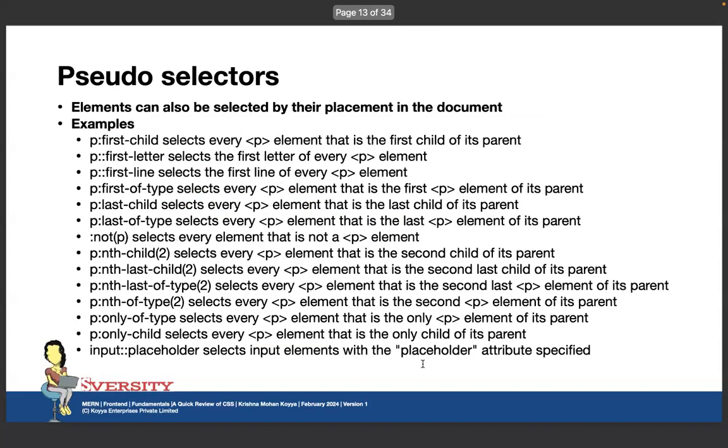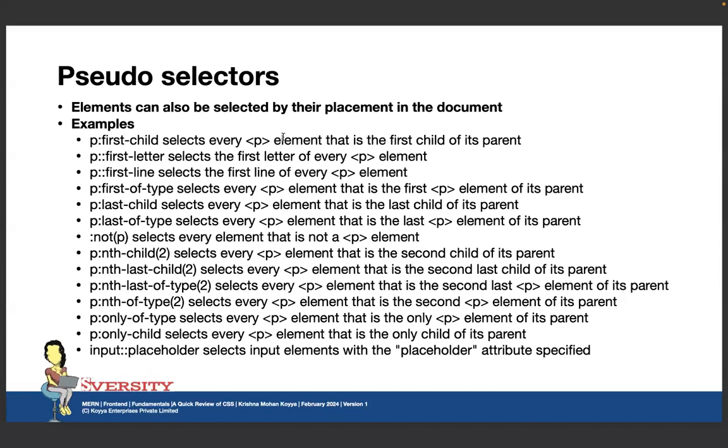You can also have pseudo selectors based on the placement in the document. For example, P colon first child. These are also pseudo selectors only. P colon first child. What does this selector select? It selects every P element, because it is an element selector, sorry, not an ID selector, but as long as it is the first child of its parent.